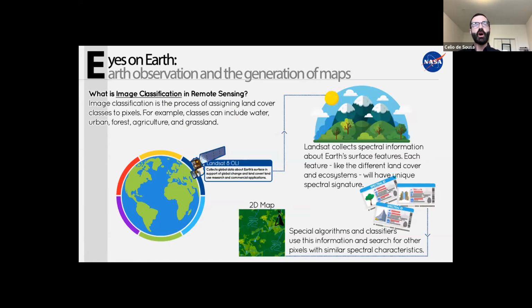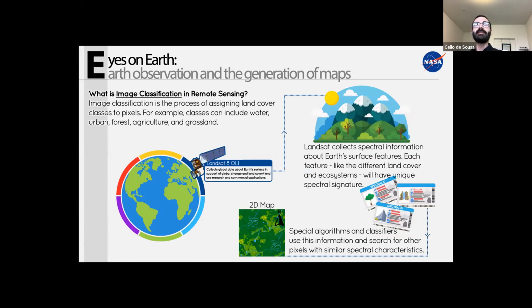By using what we call image classification. So image classification is essentially assigning a class, or in our case here, a land cover class to the pixel. And pixel is the smallest mapping unit from the Landsat data, and it represents 30 by 30 meters on the ground. And how do we do that?